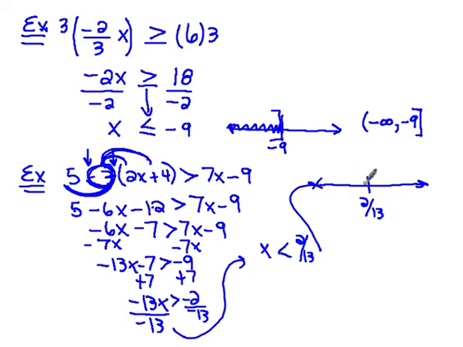would be to the left. 2/13 is strictly less than, so it's going to get a parentheses. And my interval notation, reading from the left, would be negative infinity to 2/13. Infinity always gets the parentheses, and this time the 2/13 gets a parentheses because it's strictly less than.